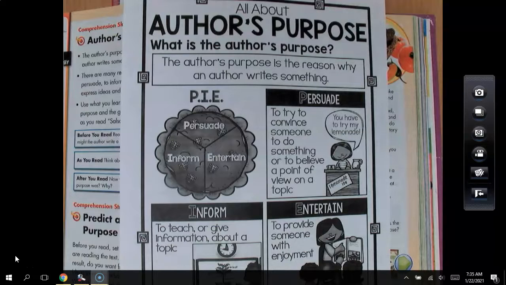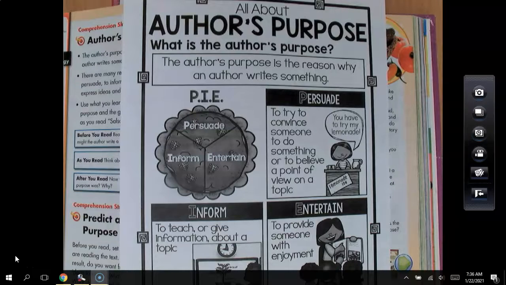So, author's purpose. Whenever I think of the words author's purpose, I always think of pie. Authors love to eat pie. Well, what is author's purpose? I said they like pie.